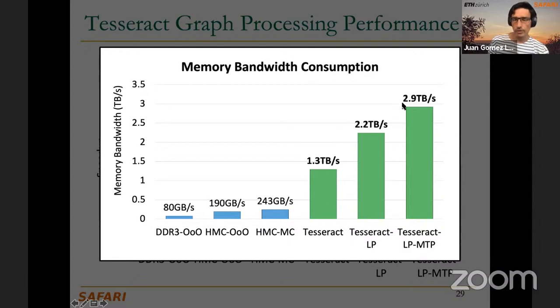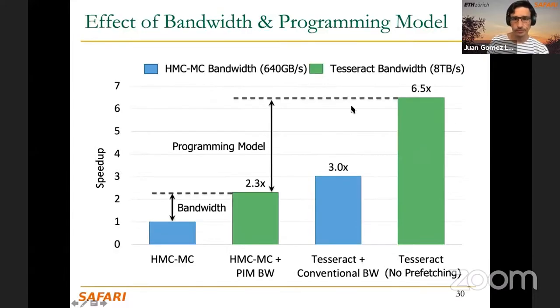We can even see that it would be possible to incorporate more cores to the system if we had more area to place these cores, because these 2.9 terabytes per second is still far from the peak of 8 terabytes per second. And by the way, the benefit here is not only coming from the 8 terabytes per second that Tesseract can obtain internally in the accelerator. It's also because of the way that the system is built, because of the execution model and the programming model of the system.